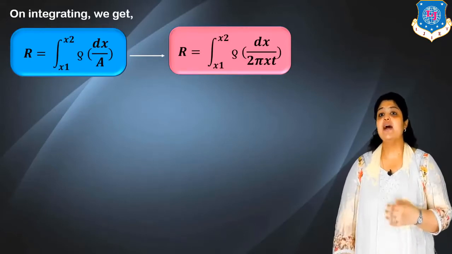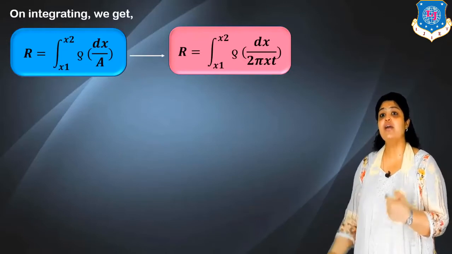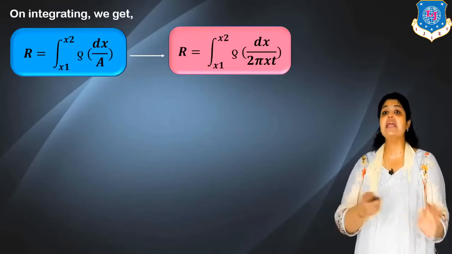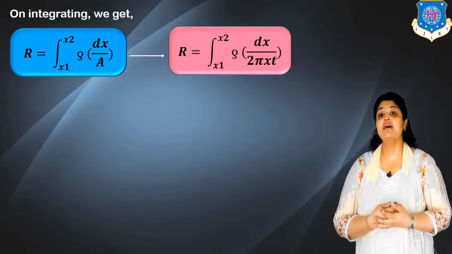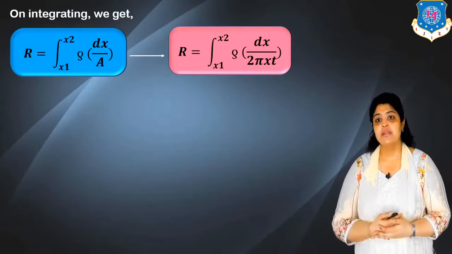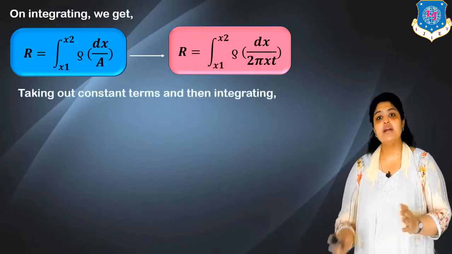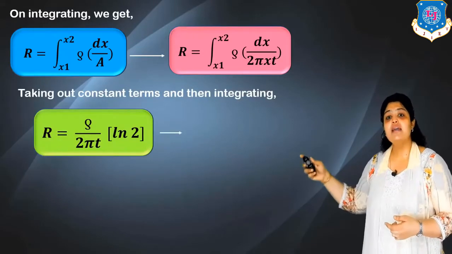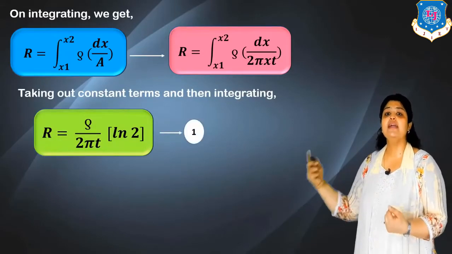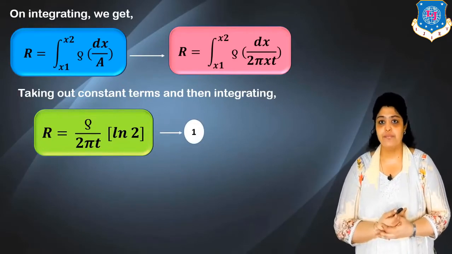Here again we take out constant terms and we integrate. The constant terms here are rho upon 2 pi t. They are taken outside the integration limit, and then we have integration of 1 upon x dx. The integration gives us ln x. So taking out all the constant terms and then integrating, we get the answer as r is equal to rho upon 2 pi t into ln 2. This is our equation number 1.